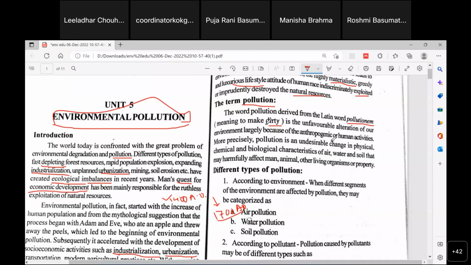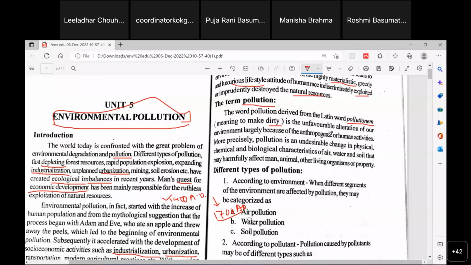Unfavorable alteration of our environment because of anthropogenic or human activities. Anthropogenic activities means activities caused by humans. So alteration means change; an unfavorable change of our environment caused by human activities can be called as pollution.